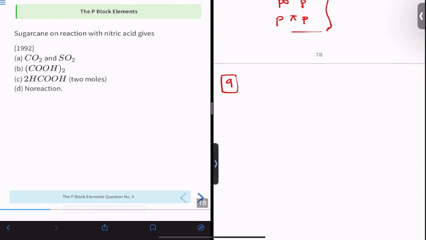Question number 9 asks, sugarcane on reaction with nitric acid gives rise to what? Sugarcane on reaction with nitric acid gives which compound? Again, guys, these are the questions which were being asked before 2000. I don't think NTA will ever ask this kind of question, but since it is a previous year question of NEET, you should just solve it once at least.